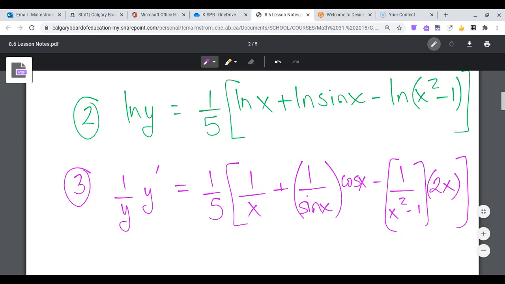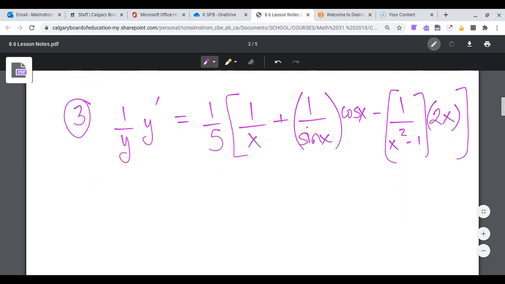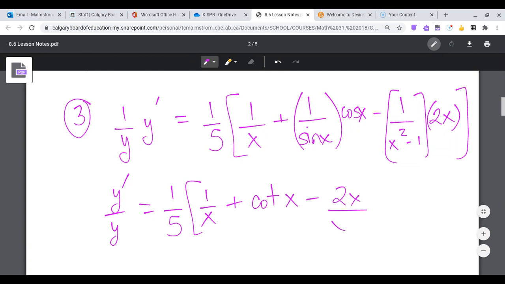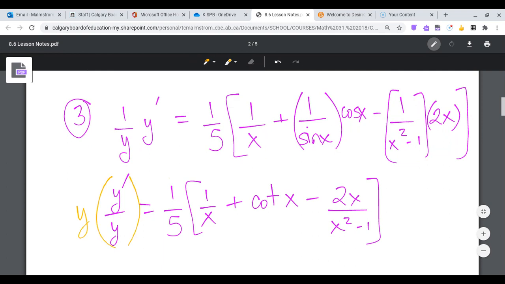Is there much for us to tidy up? Not a ton. We could say that cosine on sine is cotan. So y prime on y is equal to 1/5 times (1 on x plus cotan x minus 2x on x squared minus 1). So that's about all we could do for that. And then we're going to multiply both sides by y and find our final answer.